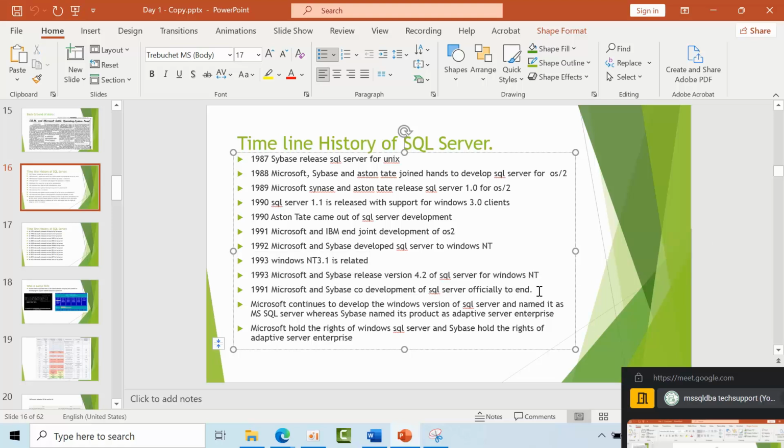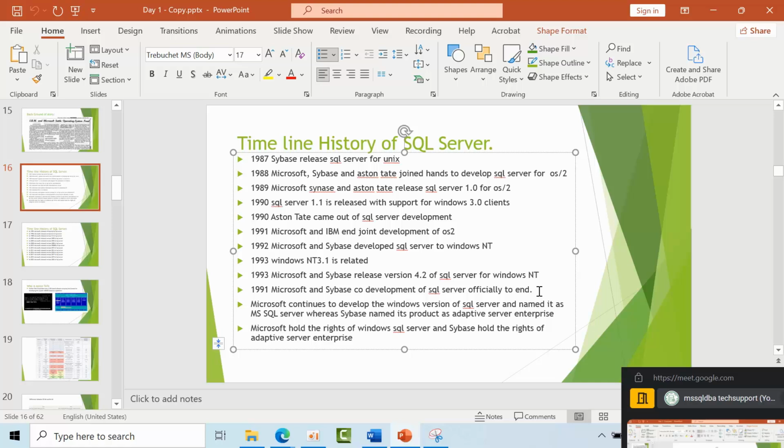Okay, boss. Microsoft and Sybase developed together, and then they got separated again. They both came to a gentleman's agreement. Microsoft, you take the copyrights for the Windows operating system. I will take the rights for the Unix operating system and other flavors of operating systems. Okay, then bye bye.